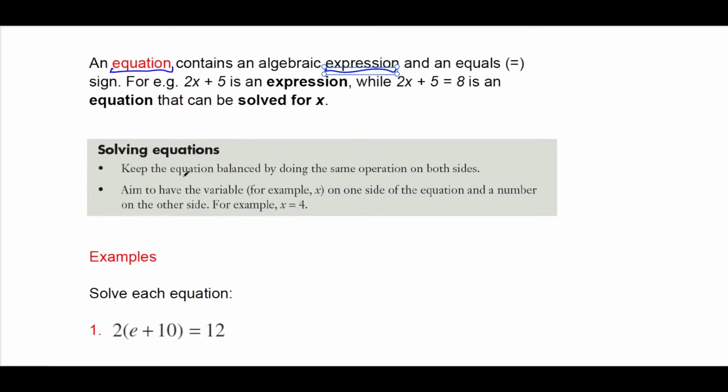Right, so how do you solve an equation? Keep the equation balanced by doing the same operation on both sides. Aim to have the variable, for example x, on one side of the equation and a number on the other side. For example, x is equal to 4.